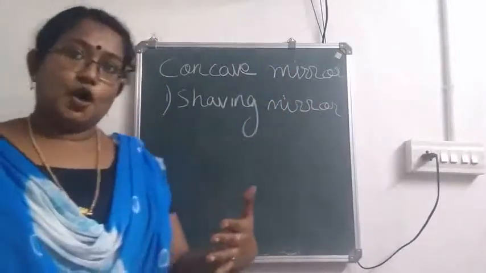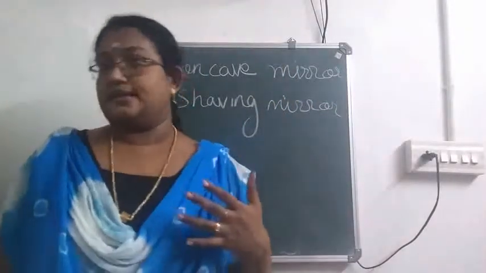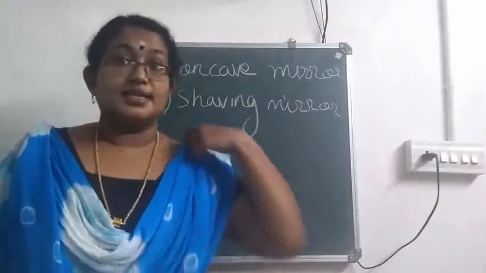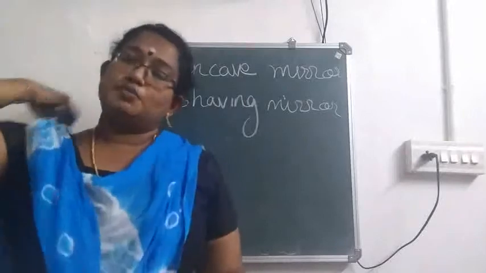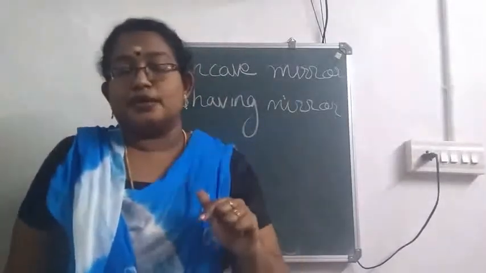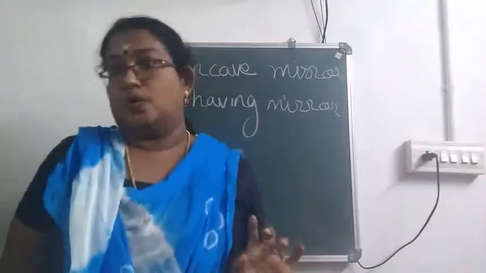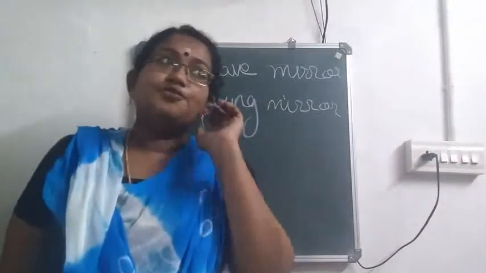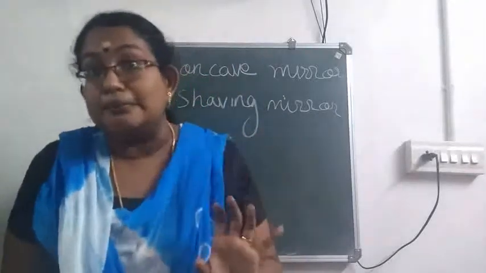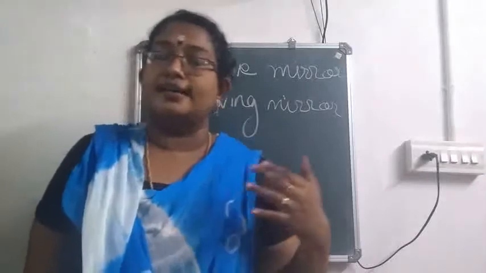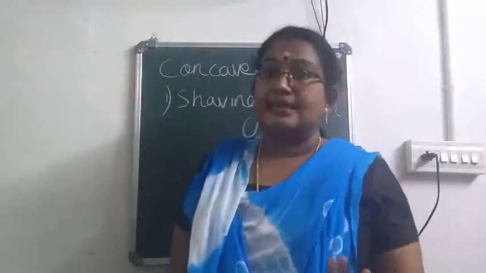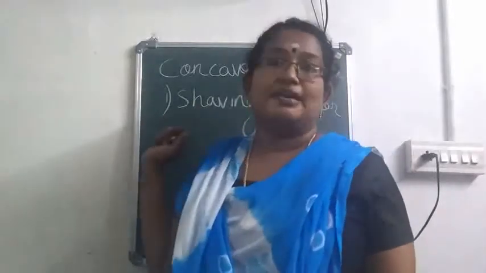In the case of concave mirror, we have learned 6 different cases. Just think about the last case, the 6th case. Where are we keeping the object in the 6th case? We are keeping the object between the focus and the pole, isn't it? In the first 5 cases, we are getting a real and inverted image. But in the 6th case, you are getting a virtual and erect image. So that case is used in a shaving mirror.